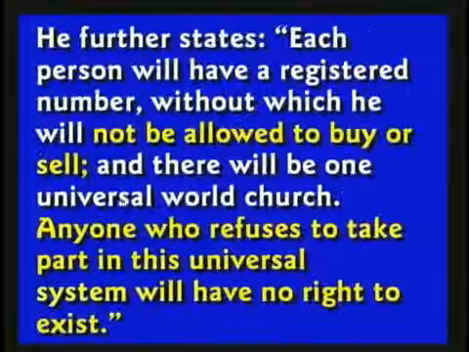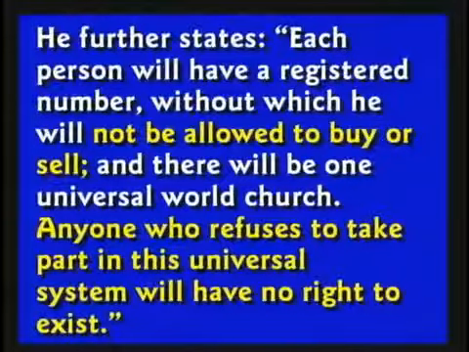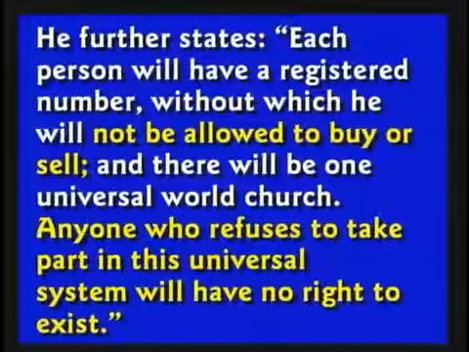He further stated, each person will have a registered number, without which he will not be allowed to buy or sell. What did Revelation predict? If you don't have the mark, you can't buy or sell. And there will be a one universal world church. Anyone who refuses to take part in the system will have no right to exist.